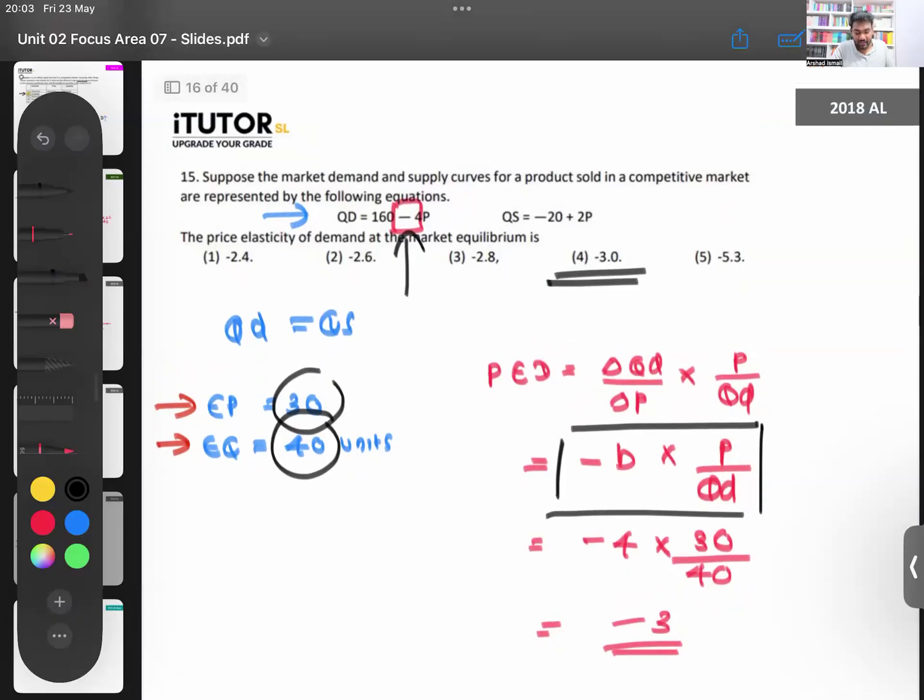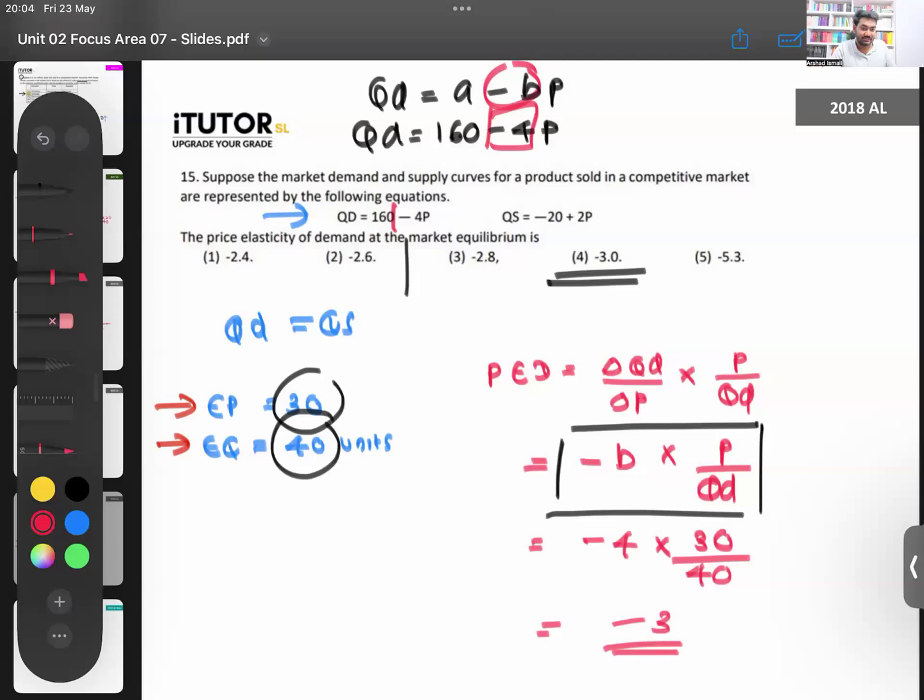How did I get minus 4 from the demand equation? Because the demand equation is QD equals A minus BP. The demand equation they have given is 160 minus 4P. So this minus 4 is that minus B.